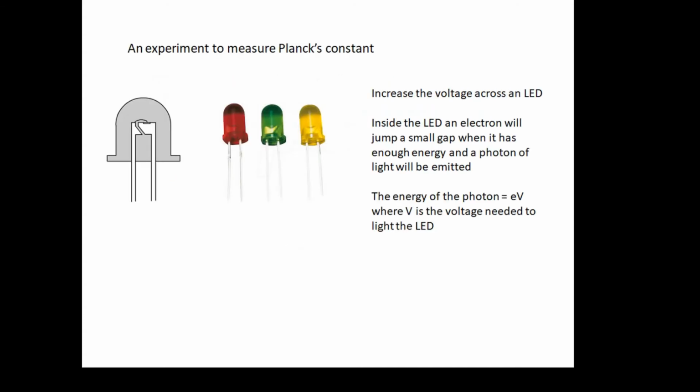There are several ways you can measure Planck's constant. I like this experiment. I think it's pretty straightforward and easy to understand. If we increase the voltage across a light emitting diode, inside the LED an electron jumps a small gap if it has enough energy, and when the electron jumps the gap it emits a photon, and the energy of the photon is eV, where V is the voltage needed to make the LED light up.